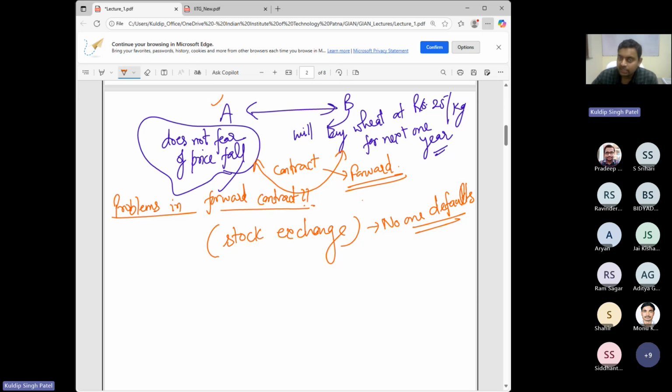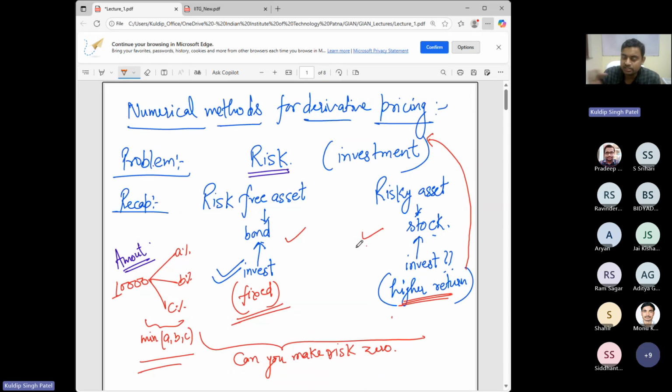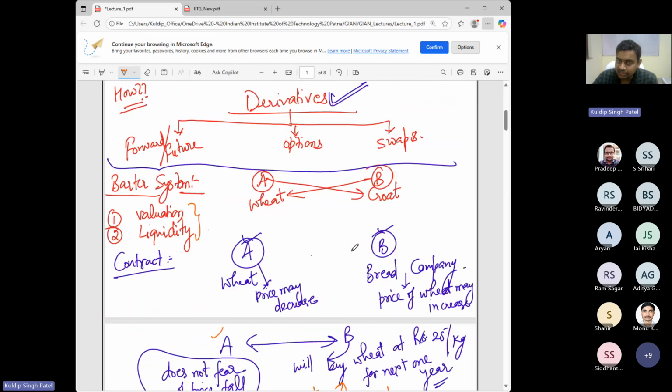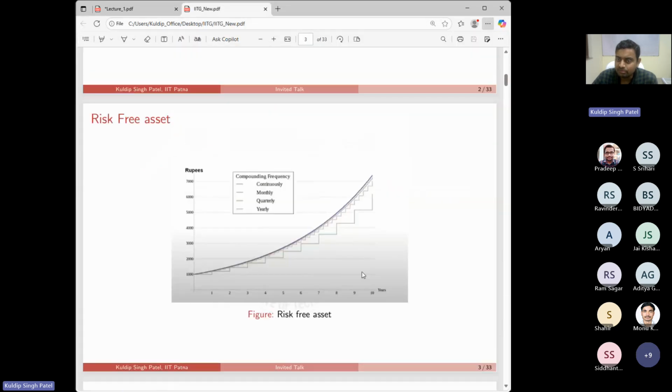Right. Now, let me show you a few pictures so that you can better realize the risk-free asset and risky assets, because that also is important. I'll show you only a few pictures, so that will be good. All of you can see this picture.